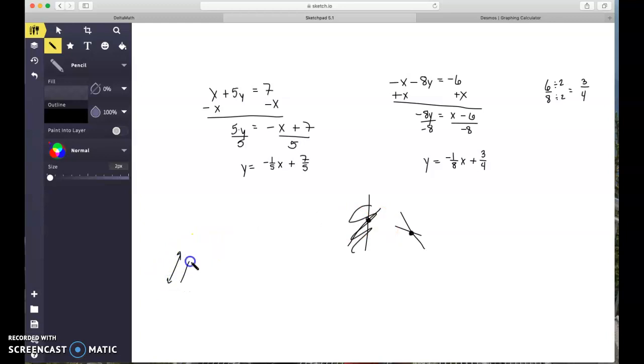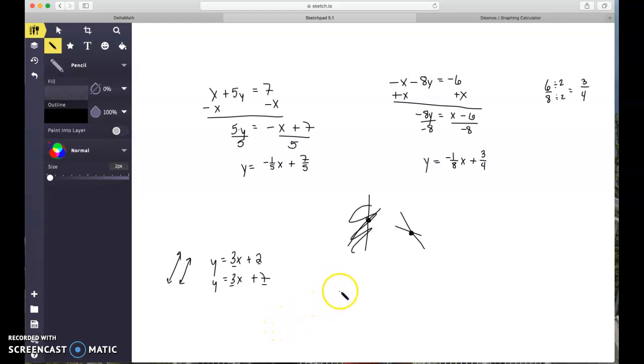If you were looking in slope-intercept form, you would see something like y equals 3x plus 2 and y equals 3x plus 7. That would be an example of parallel lines because you have the same slope but different y-intercepts, right? And that would give you 0 solutions.